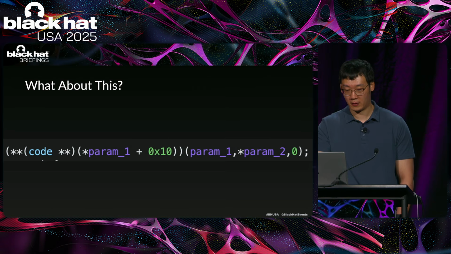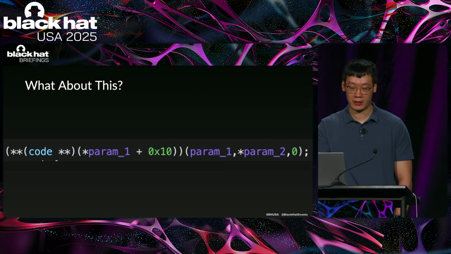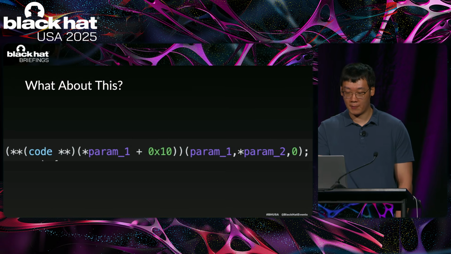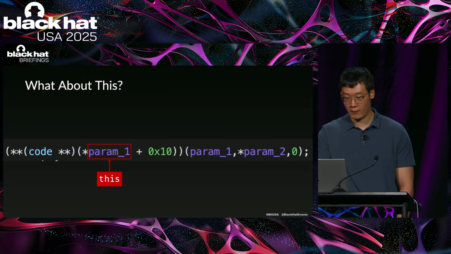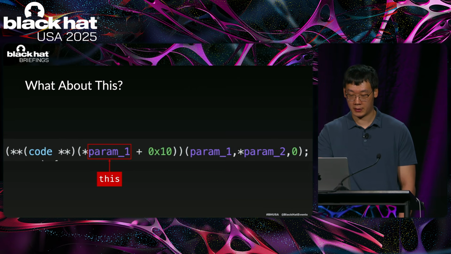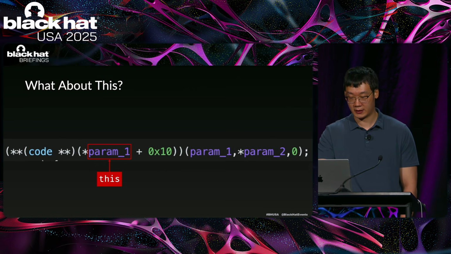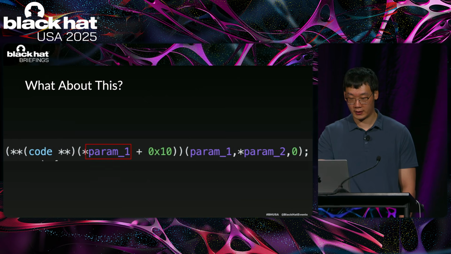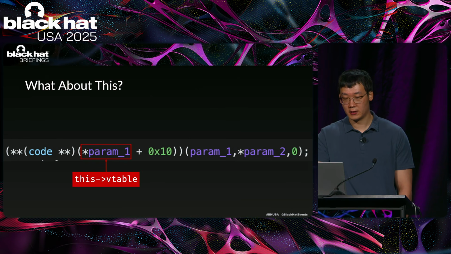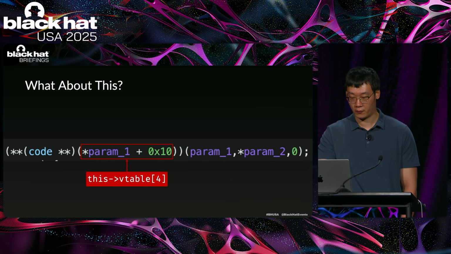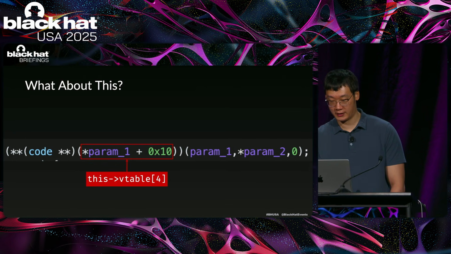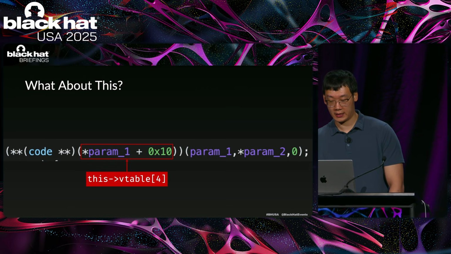But what about this now? At a glance, this doesn't give you any useful information for the function call. But if you look closer, parameter 1 here is basically the this pointer, which references the object in C++. And when we dereference this, we get the pointer to the virtual table, or vtable, for that object. So if we now add the offset hex 10 to the vtable, we land on the fourth function pointer. And that's the actual function being called with parameter 1 and a few other arguments passed in. This is exactly how virtual methods work in C++.